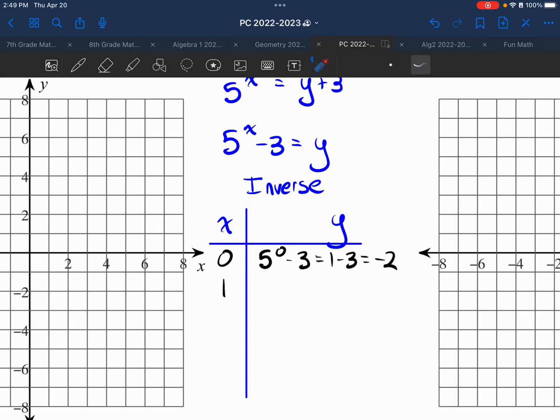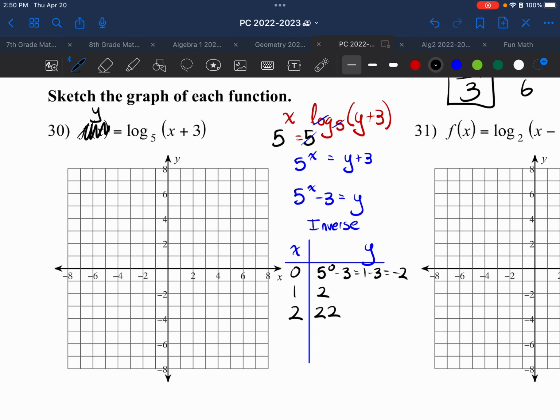If I plug in 1, 5 to the power of 1 is 5. 5 minus 3 is 2, and I get an output of 2. What happens if I do a 2? 5 to the power of 2 is 25. 25 minus 3 is 22. And it explodes really, really quick. And that goes off the graph. So we can't really go that far.